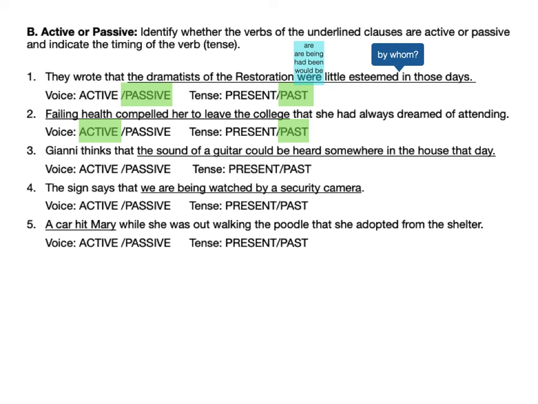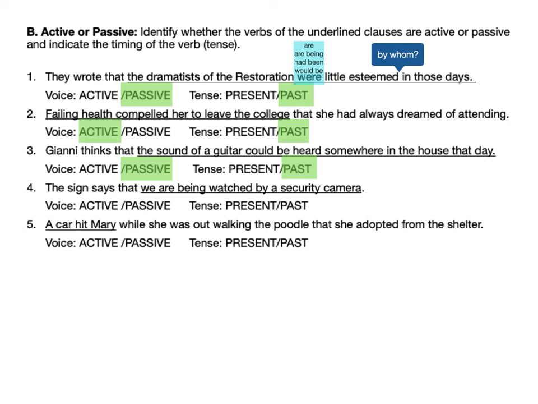Number 3, Gianni thinks that the sound of a guitar could be heard somewhere in the house that day. So we're only looking at the underlined element. The sound of a guitar could be heard by someone, by whom? If we can ask that question, then we say that it's passive. Could be heard. In terms of timing, Gianni thinks is in the present tense, but he's talking about a past action. The sound of the guitar could be heard somewhere in the house that day. Past tense.